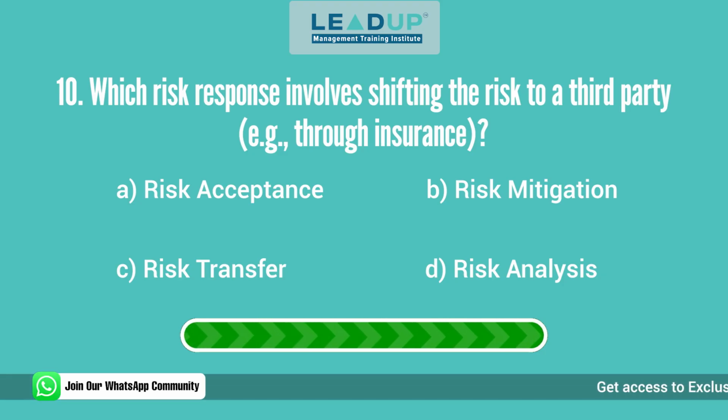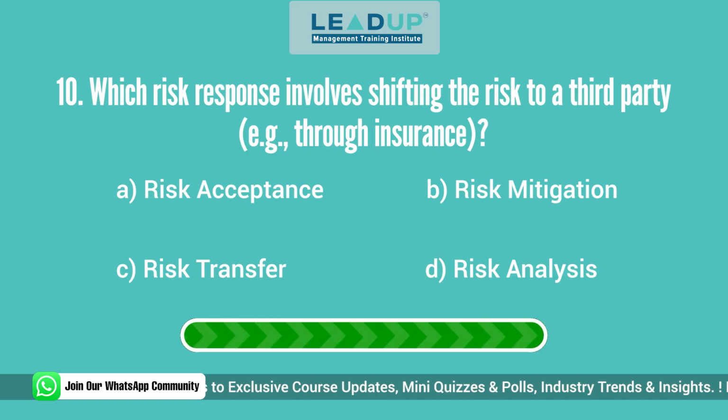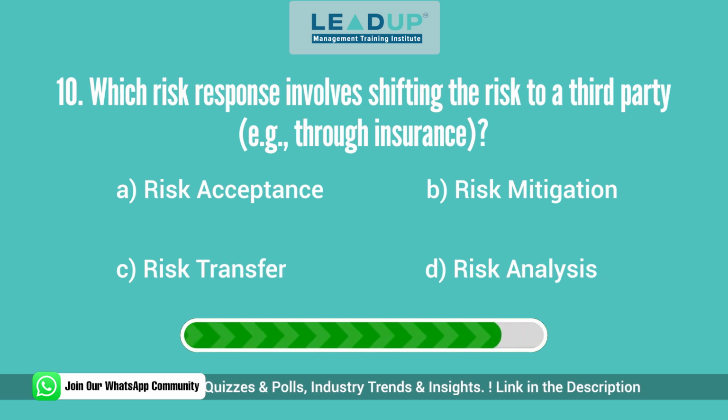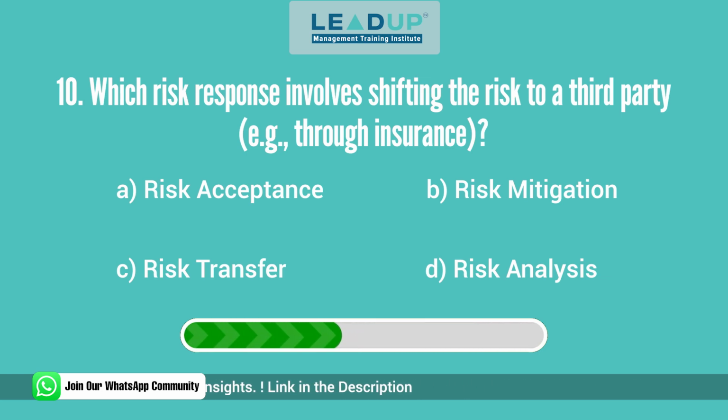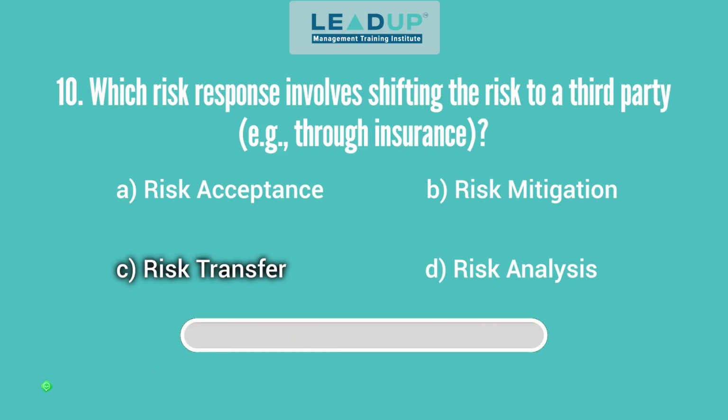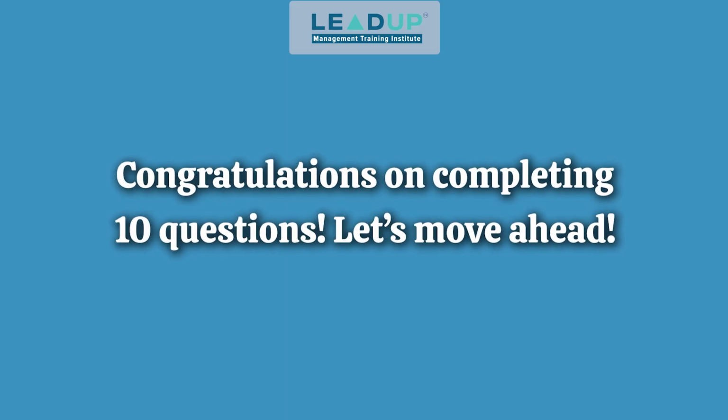Question 10. Which risk response involves shifting the risk to a third party, e.g. through insurance? A. Risk acceptance. B. Risk mitigation. C. Risk transfer. And D. Risk analysis. Answer: risk transfer. Congratulations on completing 10 questions.